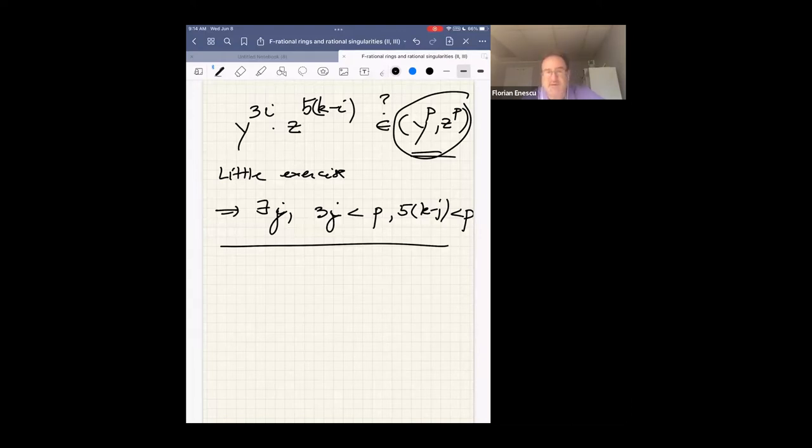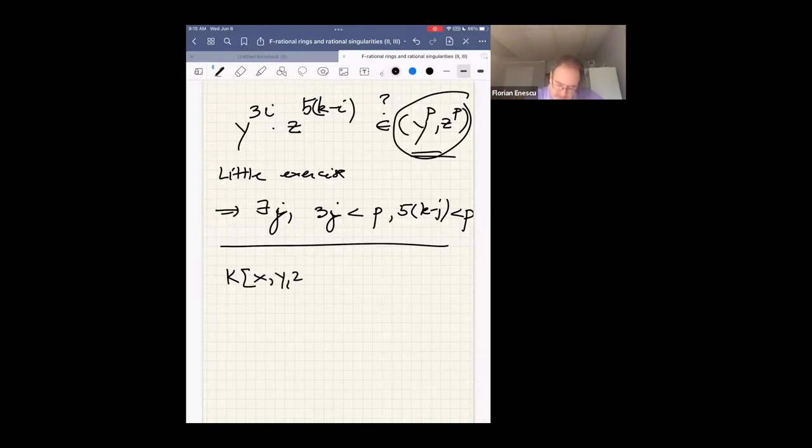Okay, it uses a few tricks and uses the fact that x is a test element, and then a little argument with numbers. So you can try to reproduce this. And so that tells you that x is not in the tight closure of (y,z). So that tells you that (y,z) is tightly closed. So that makes it an F-rational ring because we checked it for one system of parameters and that's enough, okay?